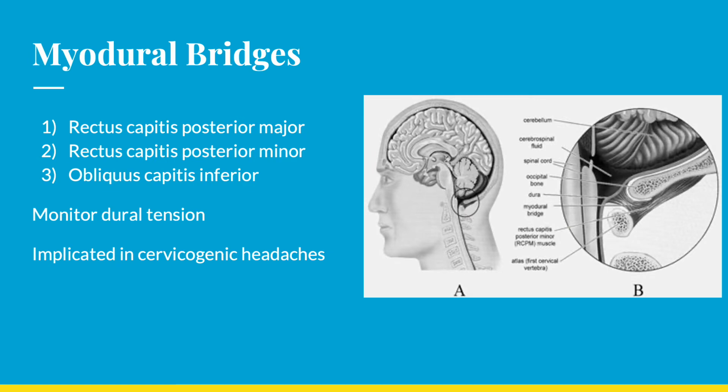Again, just trying to hit home those myodural bridges. Remember that they can be implicated in tension headaches. So a lot of those proprioceptive fibers, if you have your suboccipital muscles spasming, that can translate into a cervicogenic headache. So RCP major, RCP minor, obliquus capitis inferior. Those are the 3 suboccipital muscles that form myodural bridges.